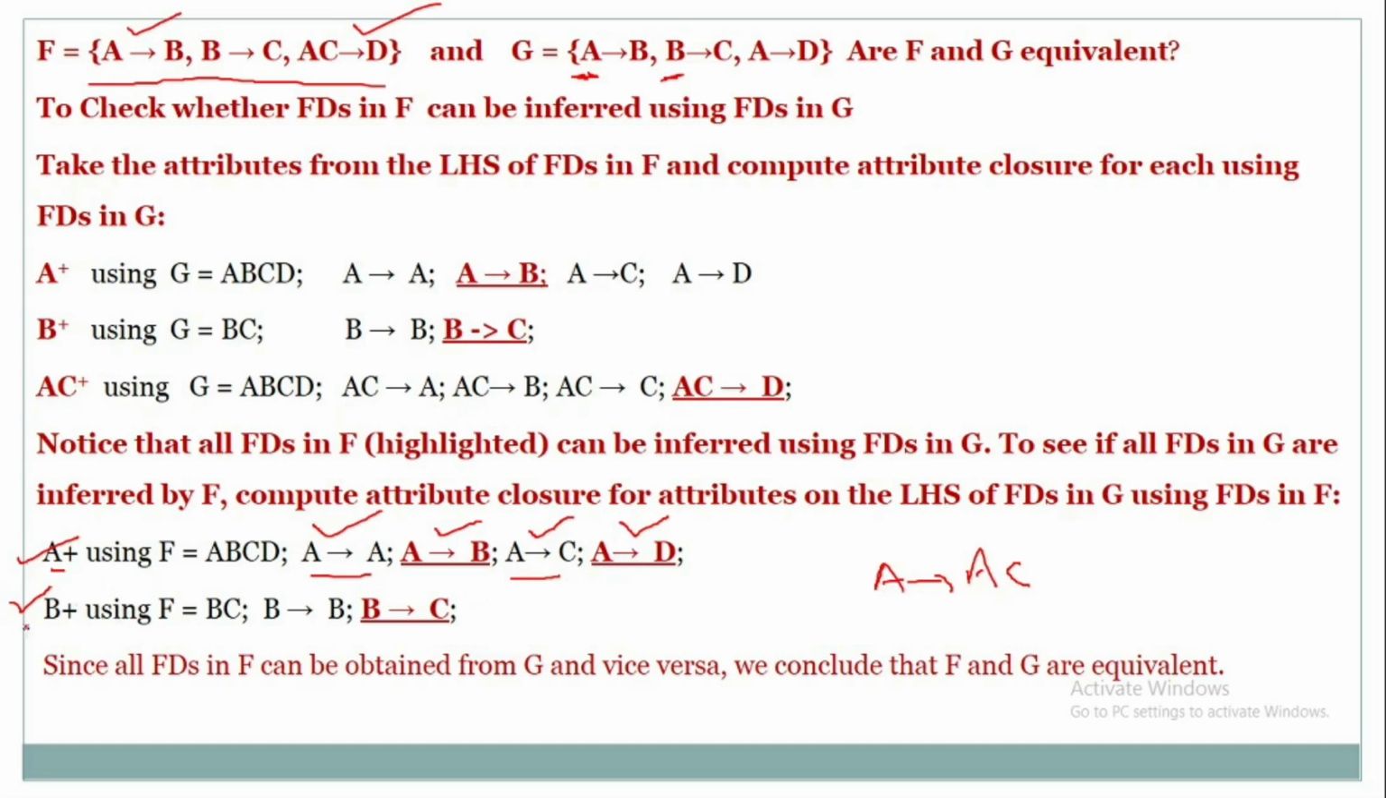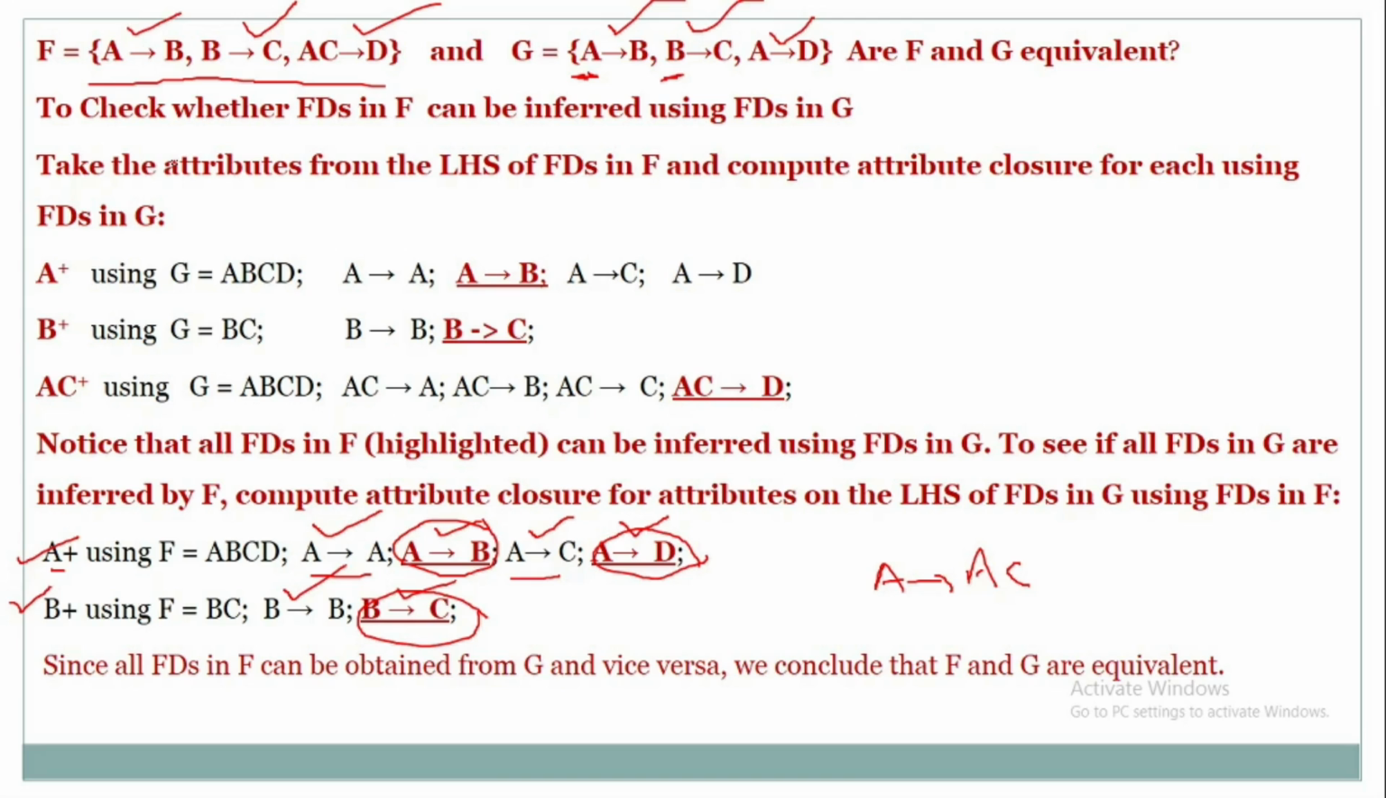Next, to find the closure of B, as we can see, B determines itself based on the reflexive rule of the inference rules, and B determines C. Yes, B determines C. Now let us check whether we have deduced all the functional dependencies of G. We have got A determines B. Yes. Do we have B determines C? Yes, B determines C. We have got it. And A determines D. Yes, we have got it.